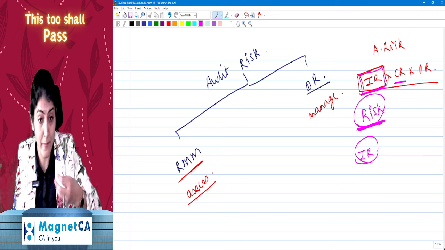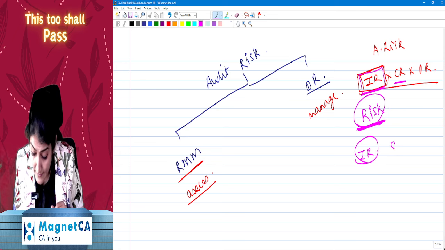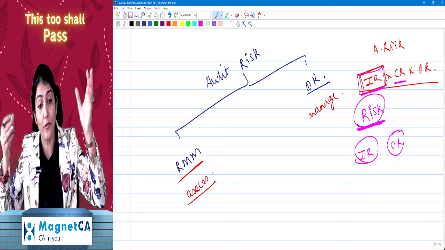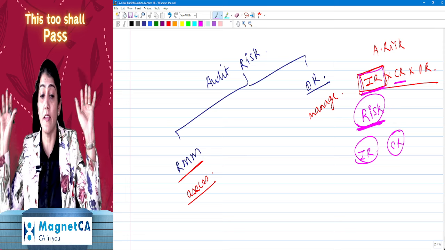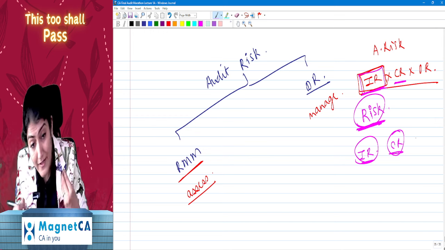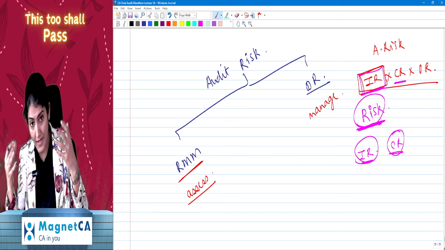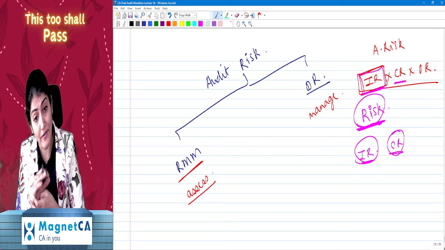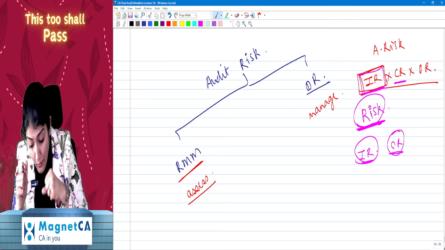Yes, the employee might run away with the car. Second, is there a control risk? Yes, the gates of the company have been kept open, no CCTV camera, nothing. Now, is there a chance that the employee may run away with the car? Is there a possibility that he may run away with the car? Yes.